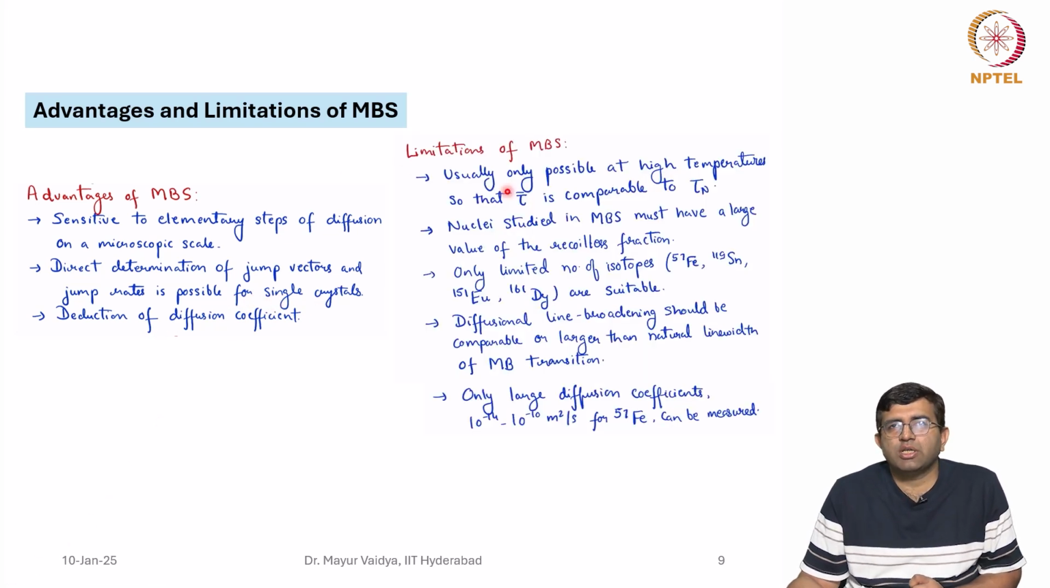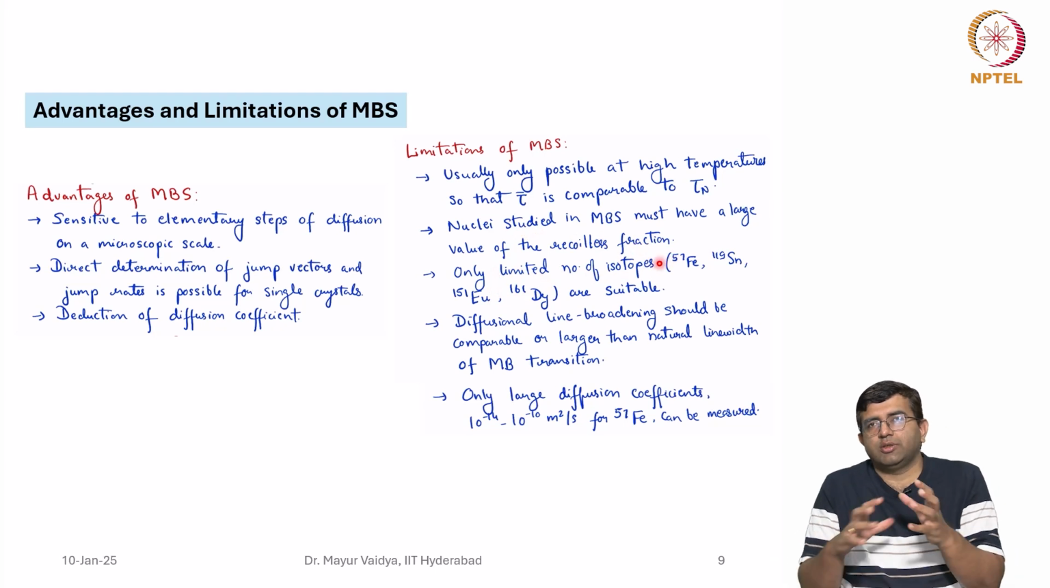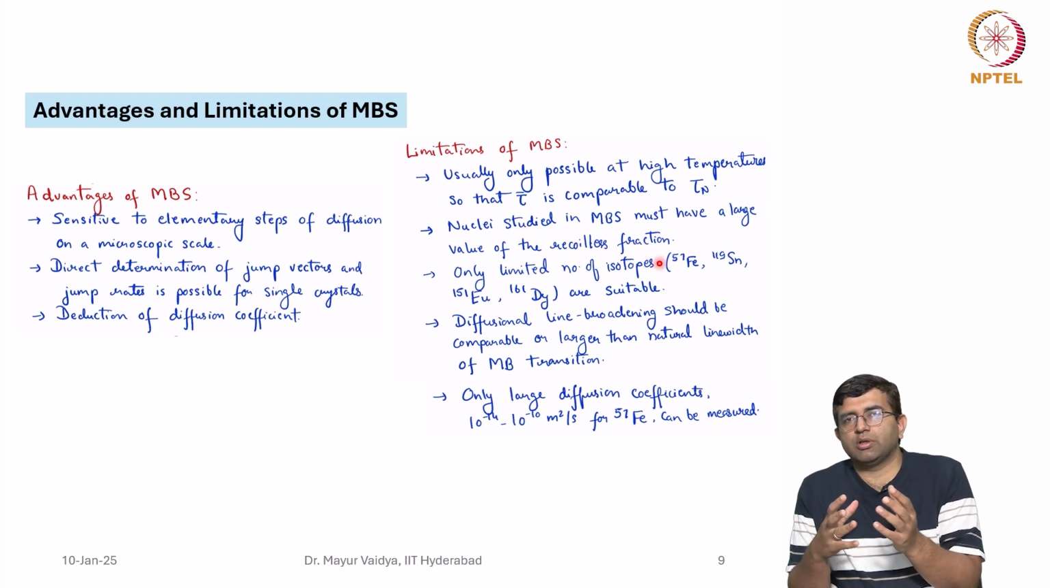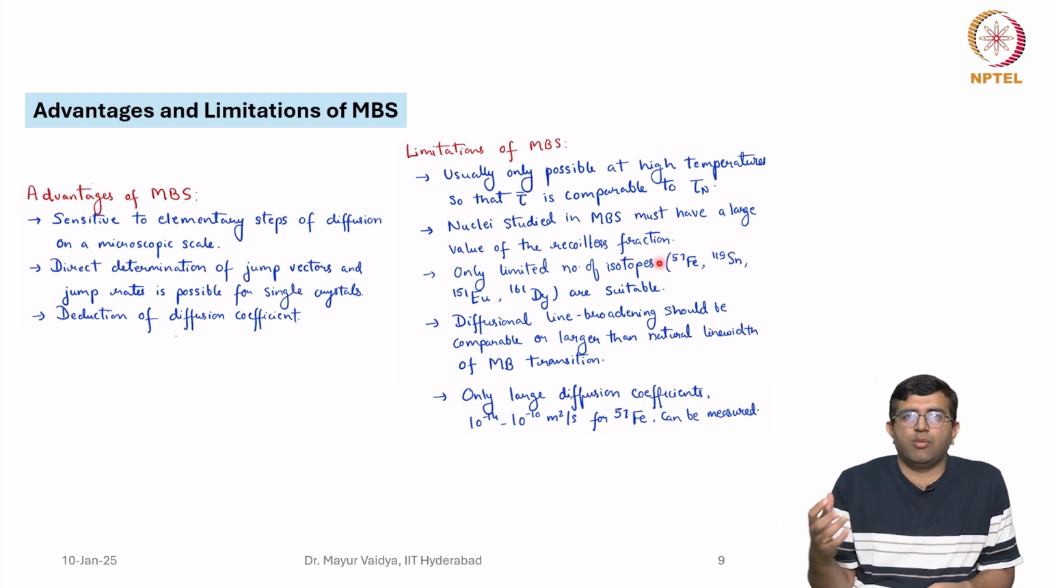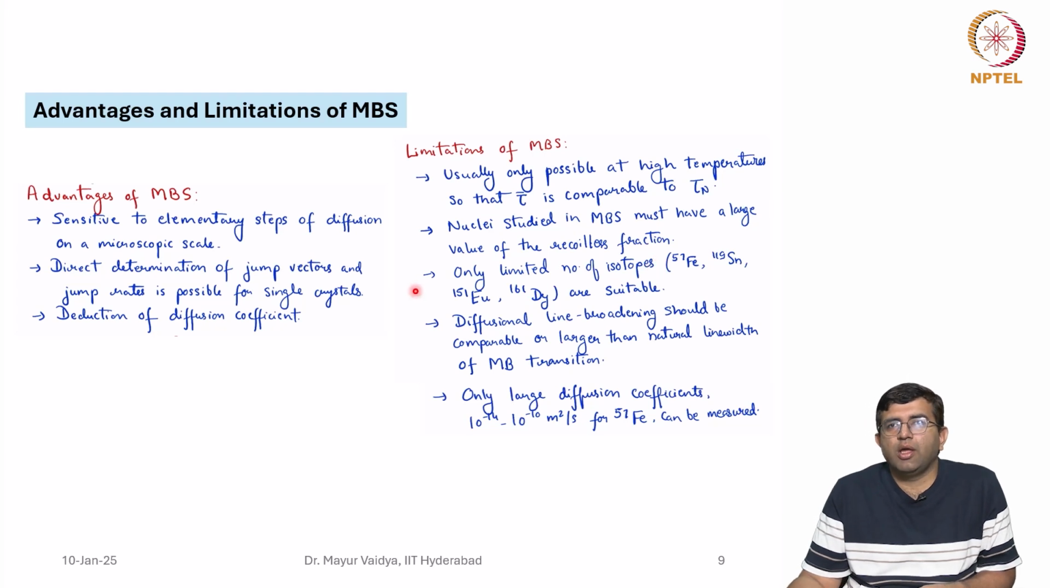The limitations are that it is usually only possible at higher temperatures, so that tau bar is comparable to tau n. The nuclei studied must have a large value of the recoilless fraction, otherwise you cannot have sufficient intensity. Then only a limited number of isotopes are suitable for such an effect. I already listed this previously.